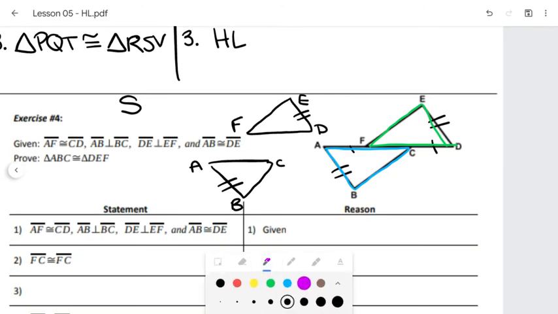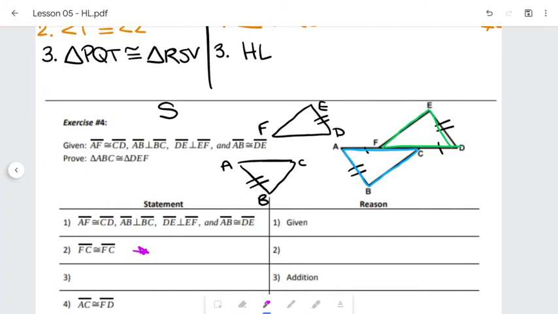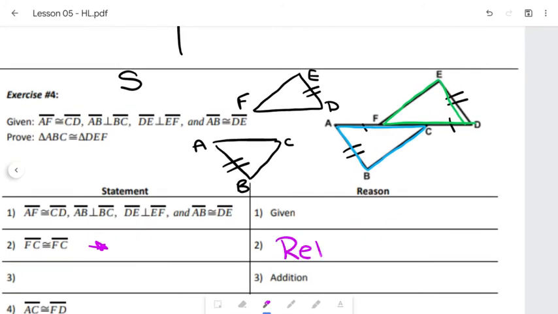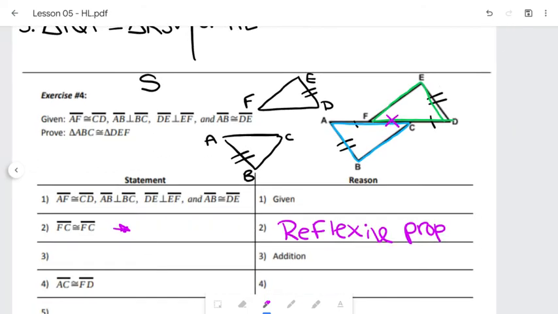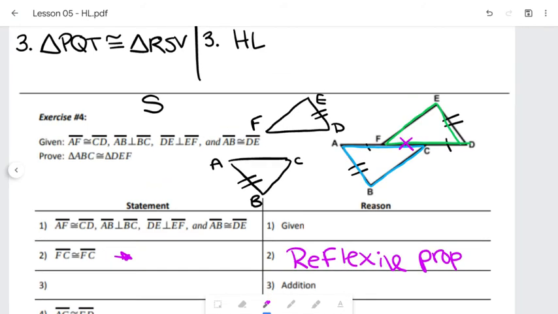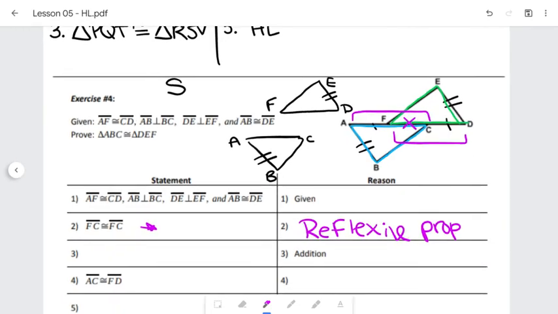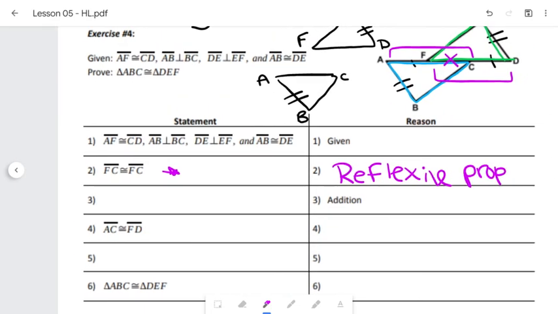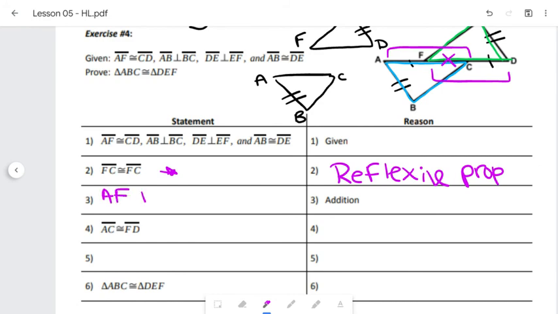So really, if I'm looking at this next piece, FC congruent to FC, if I see anything that's just congruent to itself, that's my reflexive. And that should make sense because look, FC is overlapped by blue and green there. So they're both overlapping. Now what I want to do is add those congruent pieces together because I'm trying to add them along A to C and F to D, so that I have the two smaller pieces adding up to the big piece for the full side. So I'm going to add them by taking AF plus FC, and it's congruent to DC plus CF.